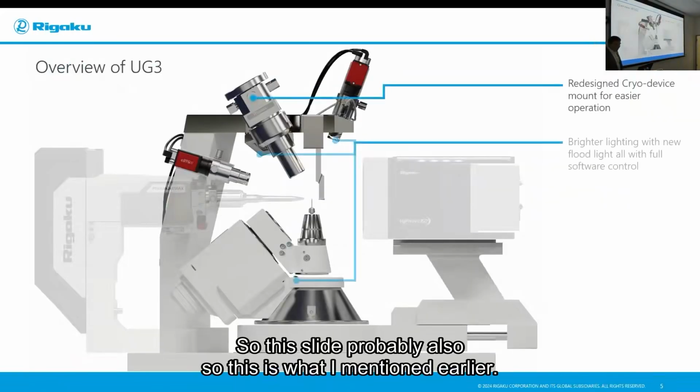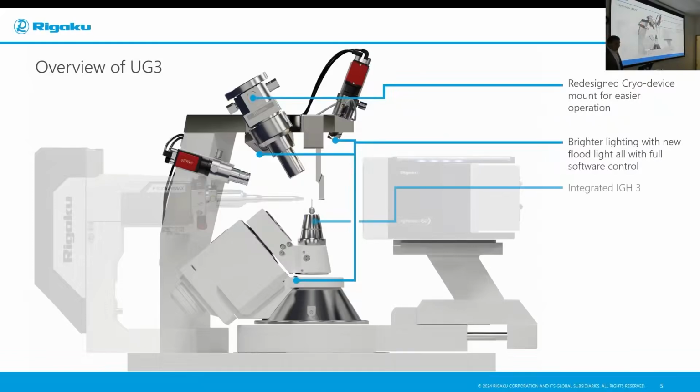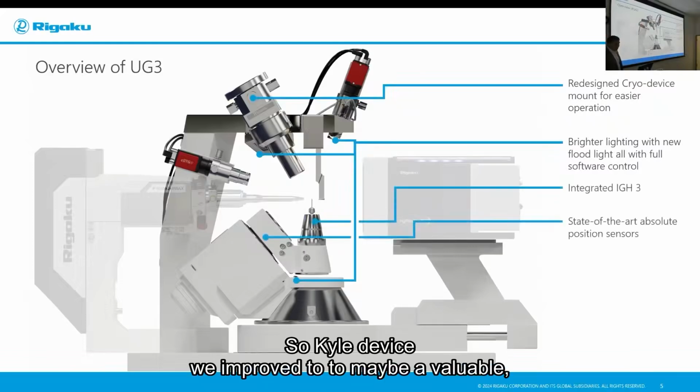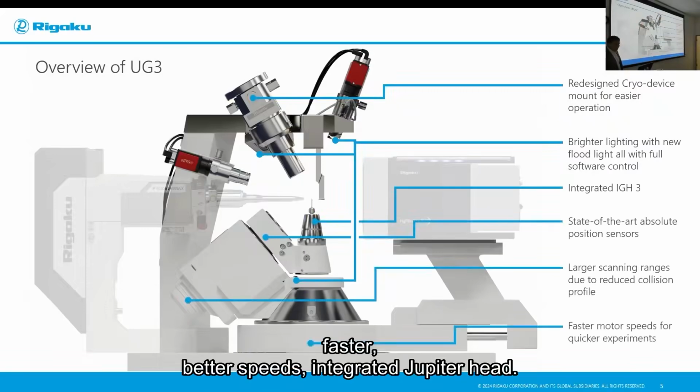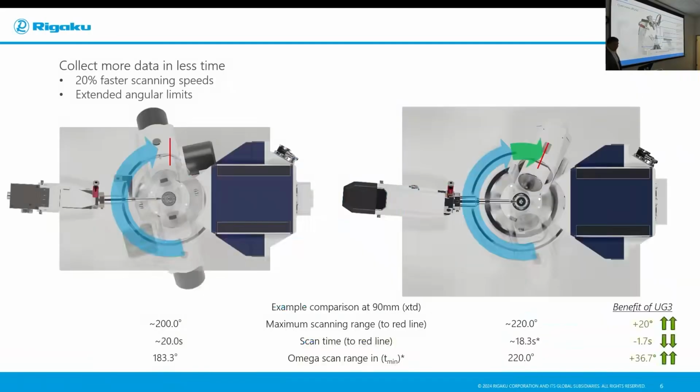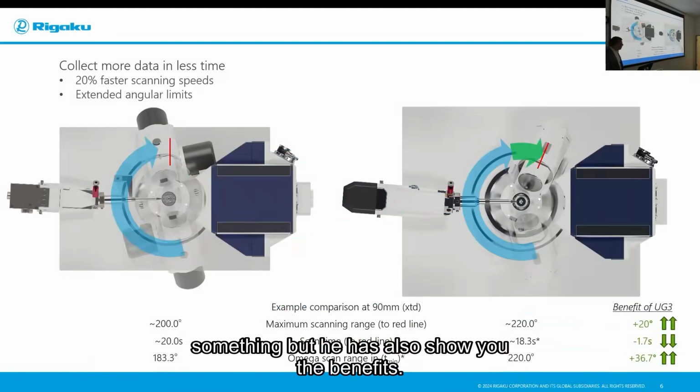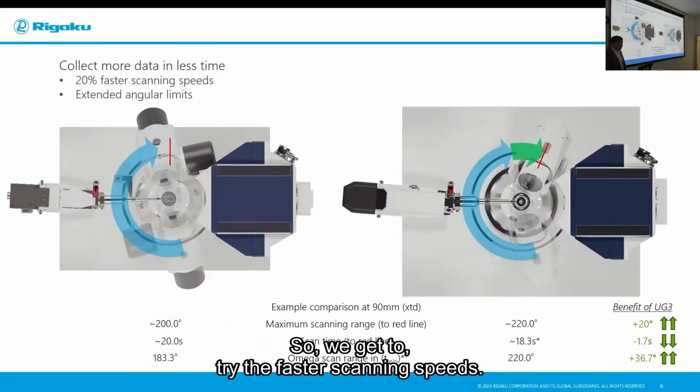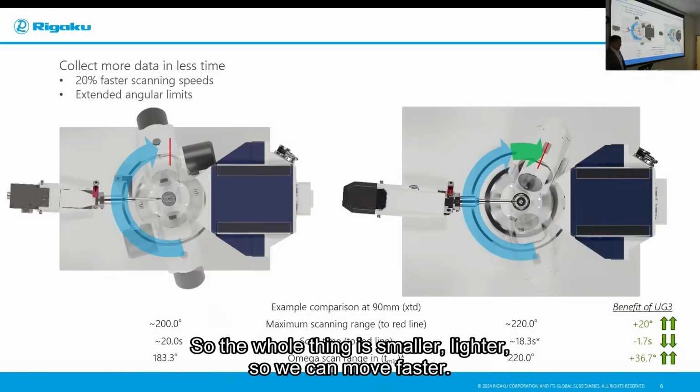So this slide probably also, so this is what I mentioned earlier. So cryo device, we improved to be more reliable, faster motor speeds, integrated goniometer head, and this I think Matthias also show you the benefits. So we need to 20 faster scanning speeds. So the whole thing is smaller, lighter, so we can move faster.